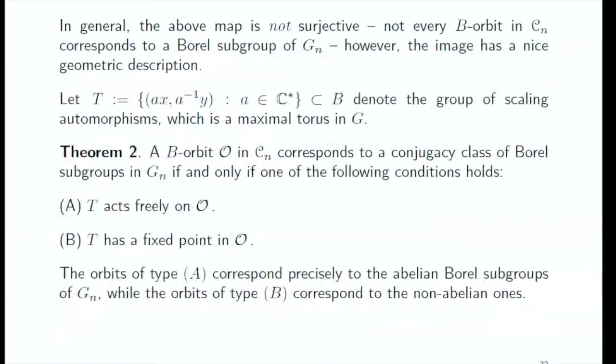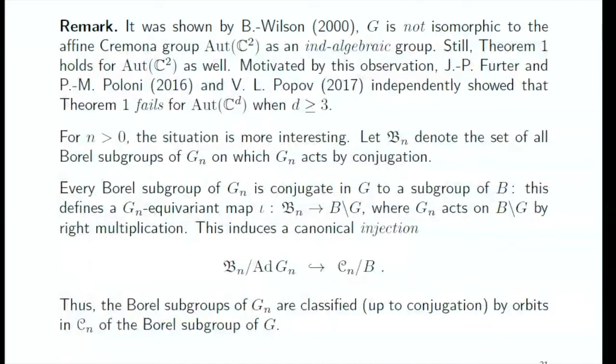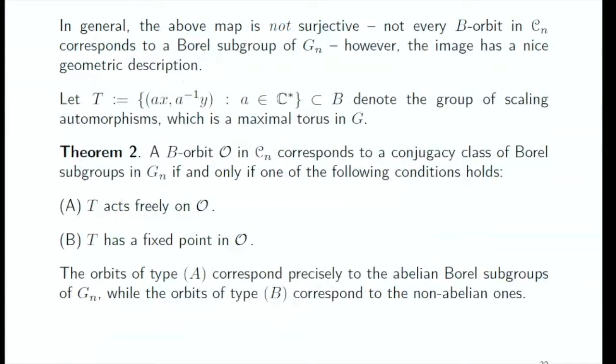So let me consider a natural C-star action, which could be viewed as a maximal torus T in G. So this T acts on Cn, and then the following fact holds. Remember, I want to characterize exactly those B orbits which correspond to some Borel subgroup in Bn. And there are two types. So a B orbit corresponds to a conjugacy class of Borel subgroups in Gn if and only if one of the two conditions holds: either T acts freely or T has a fixed point in the orbit. So these are not all orbits, but it turns out that when T acts freely, the orbits of type A correspond precisely to abelian Borel subgroups, and orbits which have a fixed point correspond to non-abelian ones.